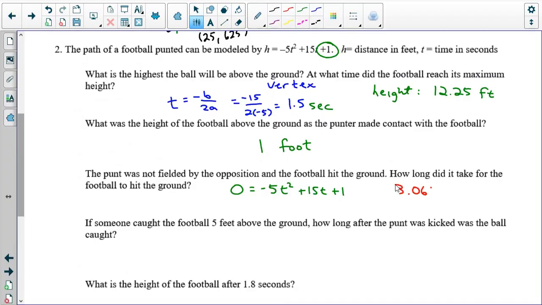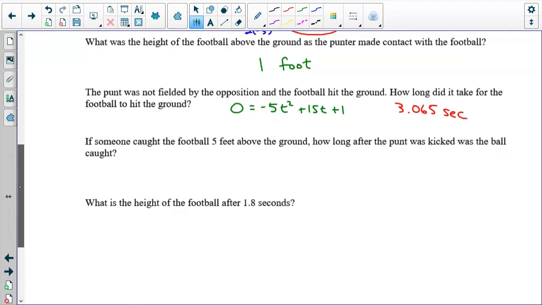So 3.065 seconds. Now, one thing to note is that the vertex was at 1.5 seconds. So we might in our brain want to think that my intercepts are going to be at 0 and 3. And yes, 0 and 3 would be equally spaced from 1.5. But remember that since there was a y-intercept of 1, it's going to be slightly off of what we might think. It's not going to be 0 as a y-intercept. I'm sorry, 0 as an x-intercept.